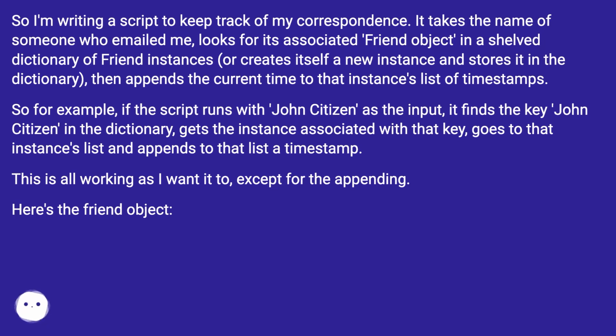So for example, if the script runs with John Citizen as the input, it finds the key John Citizen in the dictionary, gets the instance associated with that key, goes to that instance's list and appends to that list a timestamp. This is all working as I want it to, except for the appending. Here's the friend object.